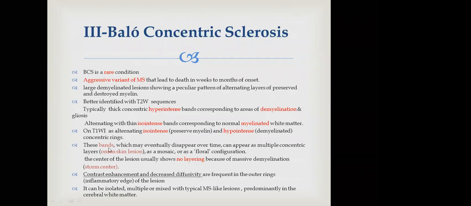The bands, which may eventually disappear over time, can appear as multiple concentric layers, as an onion skin lesion, or a mosaic or floral configuration. The center of the lesion usually shows no myelination because of massive demyelination or stored center. Contrast enhancement on diffusivity: frequently the outer ring of the lesion will be enhanced. It can be isolated or multiple or mixed with typical MS lesions, predominantly in the cerebral hemisphere.